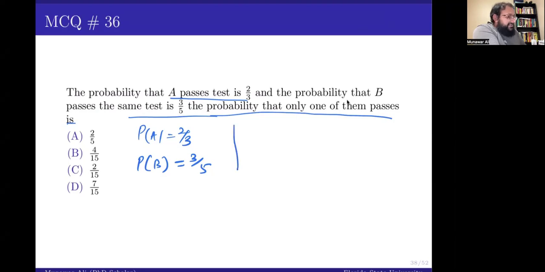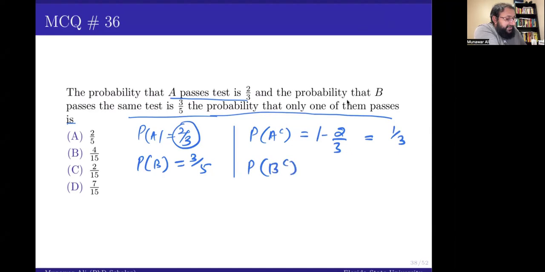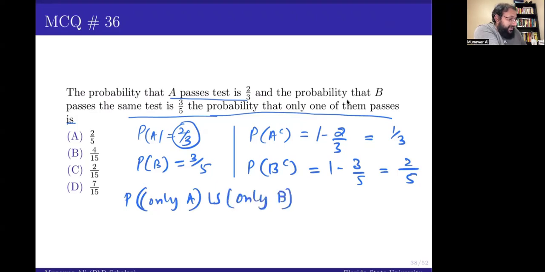I will add some additional information before going to solve the exact problem. Probability of A means the probability that A passes a test. Probability of A complement is the probability that A does not pass the exam. So it's going to be 1 minus 2/3, which is 1/3. Similarly, the probability that B does not pass the exam is 1 minus 3/5, which is 2/5. Now we have to find the probability that only A passes the test plus, because I can write it this way, only A union only B. I can write this union as probability of only A plus probability of only B.